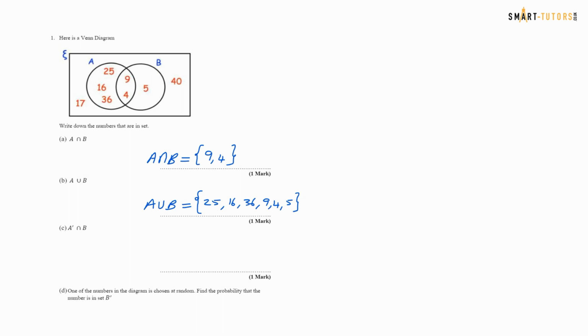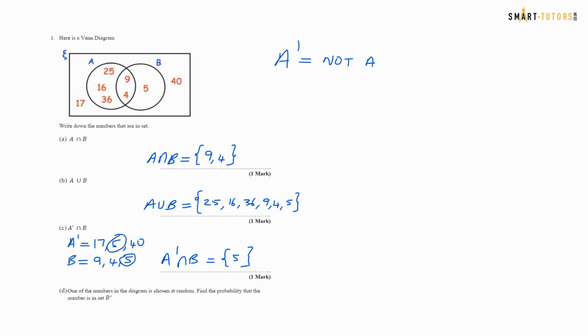A dash intersection B. If you have any problem finding this one straight away, find the A dash first. What is A dash? A dash means not A. The meaning of A dash is complementary, so that means not A. Anything outside of the A is possible. So A dash means 17, 5, 40. Right? 17, 40, 5 are outside of the A. B is 9, 4, 5. If you compare these two sets, the common one, intersection means common one, is the 5. 5 is the common one. So A dash intersection B is only 5.